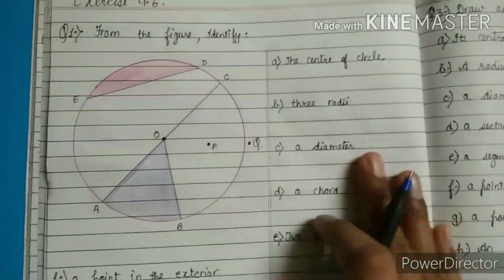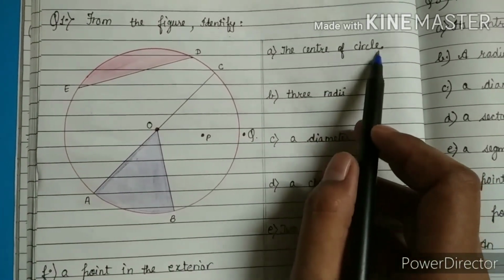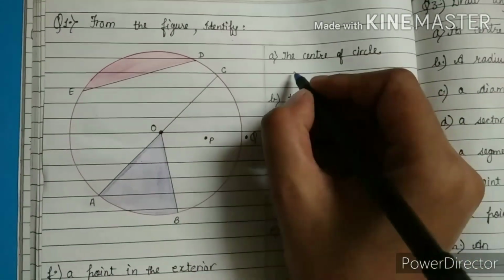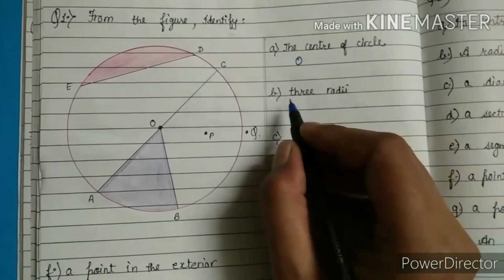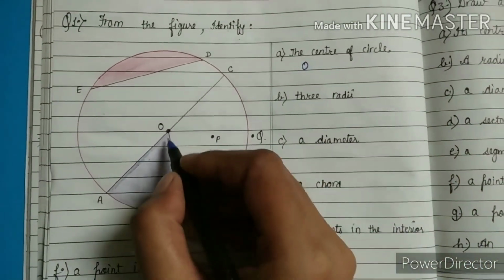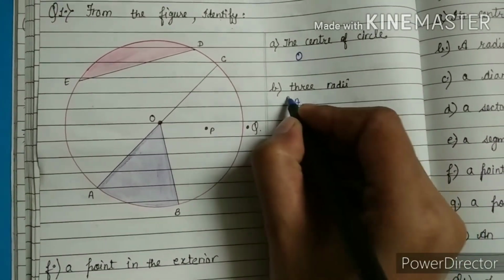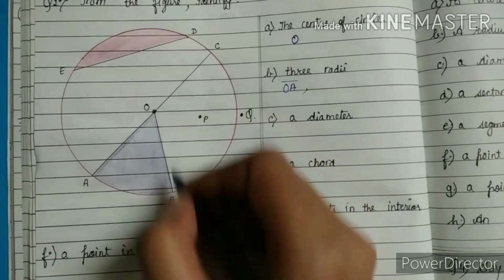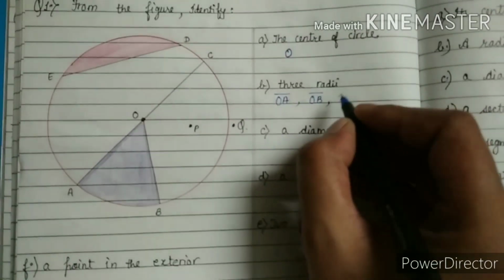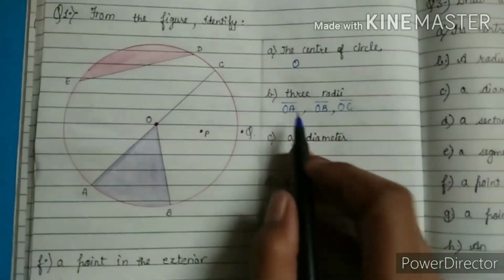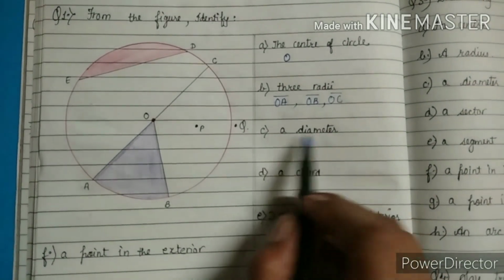Now let's see what the question asks us. First is the center of the circle. So the center of the circle is O. O is the center point of the circle. 3 radii means we have to write the 3 radii of the circle that I already explained to you. First is OA, they are line segments, that's why we have to draw a line only. Then OB, and the last is OC. 1, 2, 3.